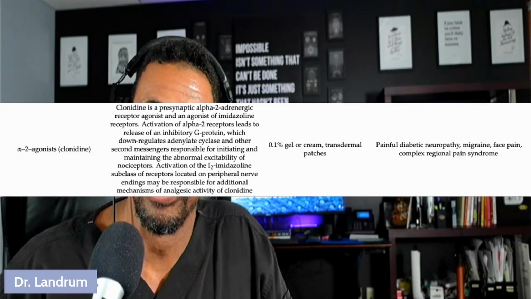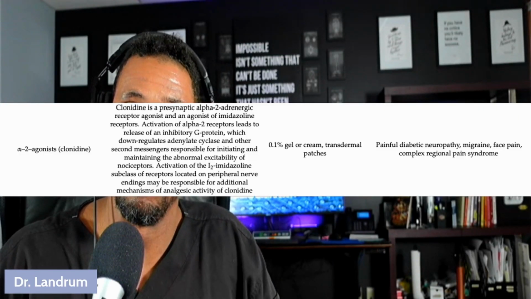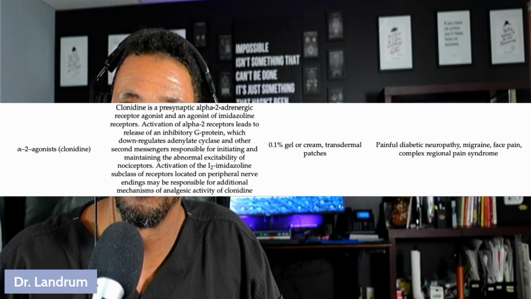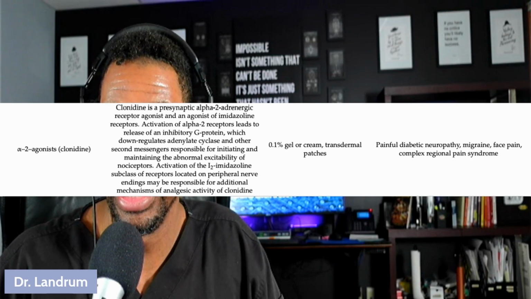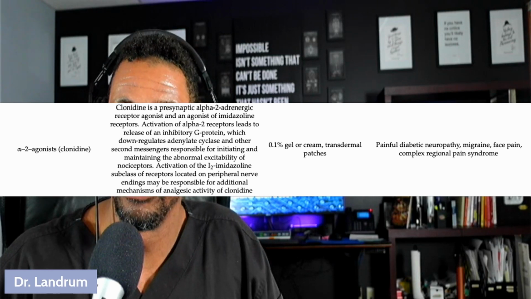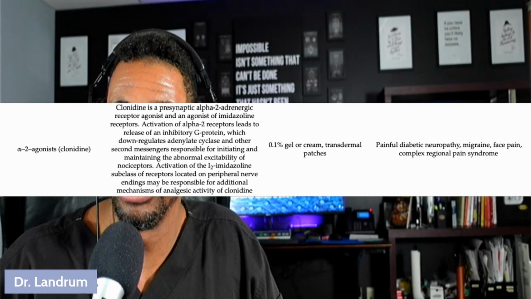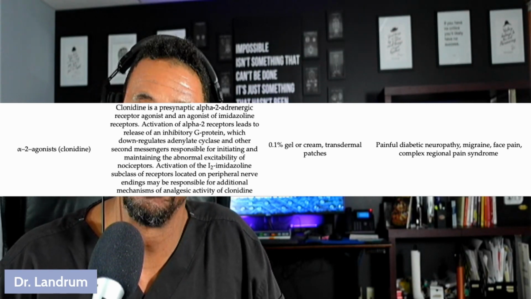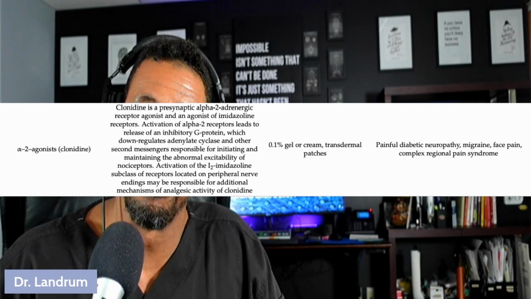We've got a couple more classes to deal with, and the most prominent of those would be the alpha-2 agonists like clonidine, which work in a whole host of different ways through the G protein receptor system. But at the end of the day, they can be useful for diabetic neuropathy, for migraines, for face pain, and for complex regional pain syndrome. So that gives you an insight into what exactly is the best use of which patch when, so we can get the best result.